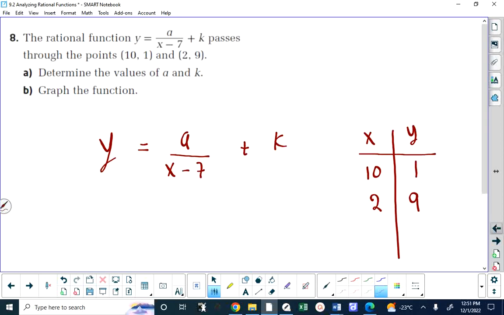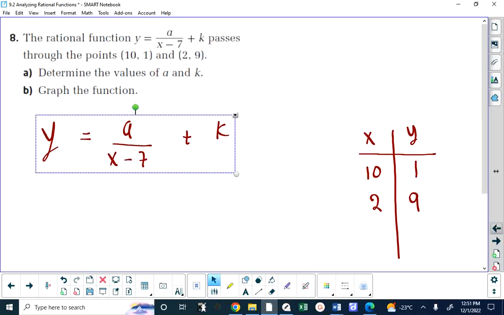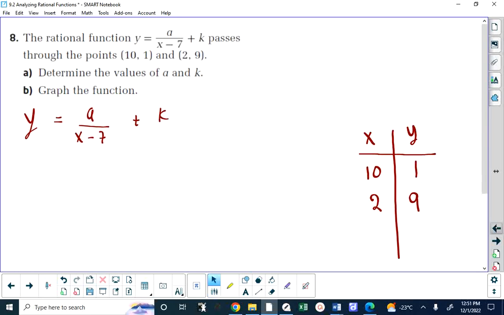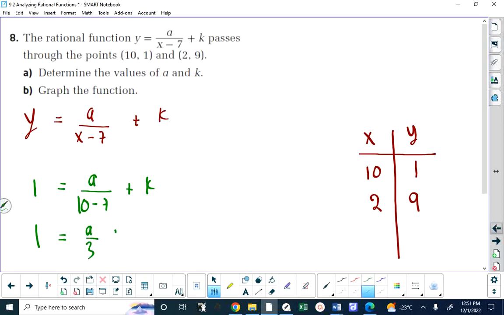Let's see what happens. I think you know what needs to be done. Now let's talk about how we're going to do it. 10 comma 1, so y is 1. And then we have a over 10 minus 7 plus k. And I'm just going to clean that up and write 1 equals a over 3 plus k. That over 3 is a bit of a problem. I can either right now or in a few minutes multiply both sides by 3 to get rid of it. We'll leave it. So this is equation 1.